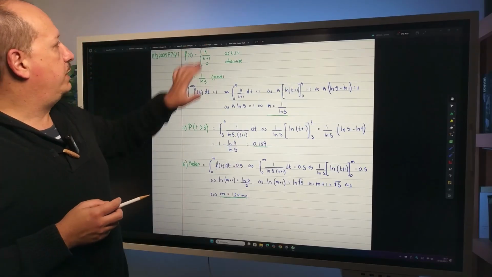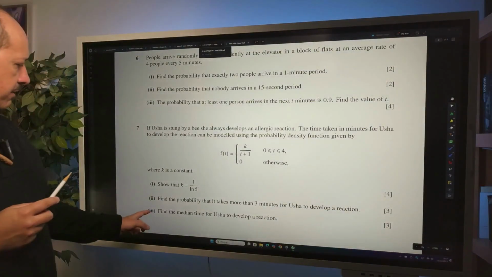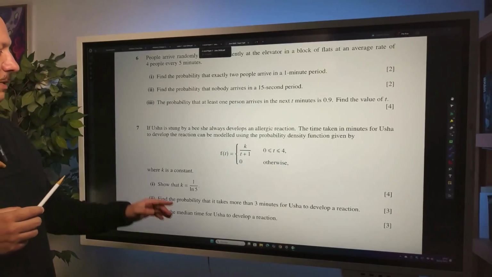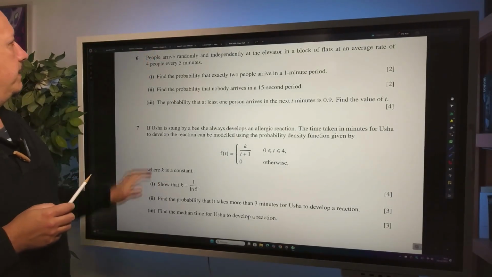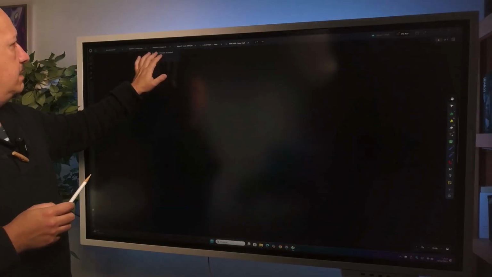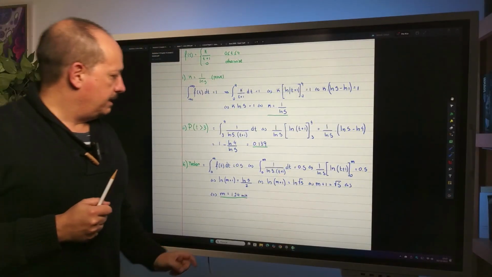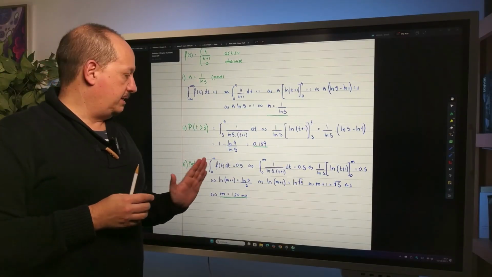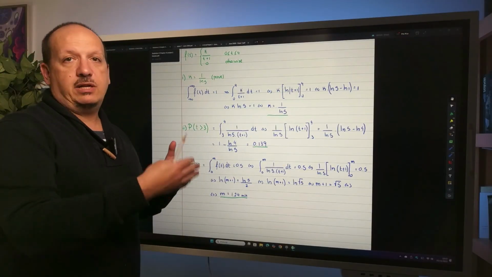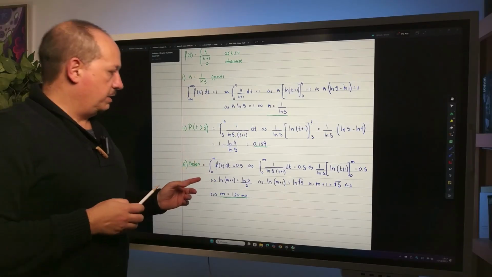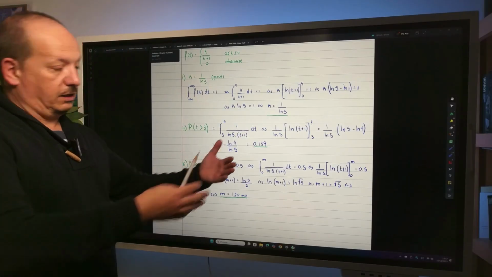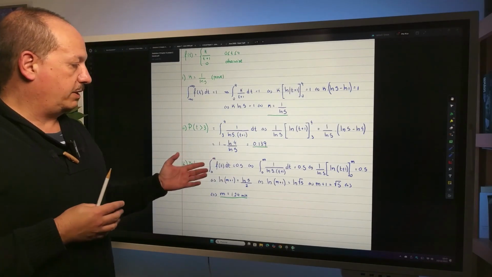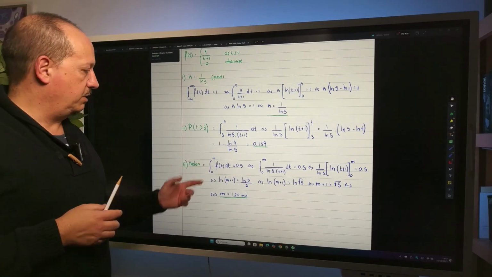Then question 3 is asking for the median, I think. Find the median time for Usha to develop a reaction. Yeah. So the median, as we saw in our lesson, is going to correspond to the value of t for which the area is going to be 0.5. So I picked the lower limit from 0 to m. I could have picked from m to 1, but I used the lower limit.